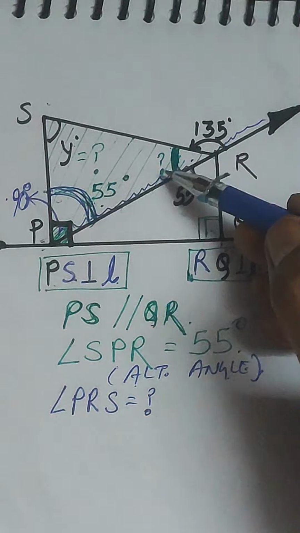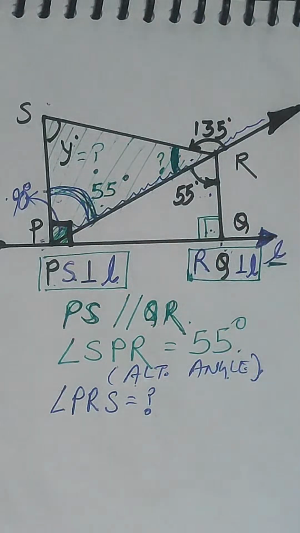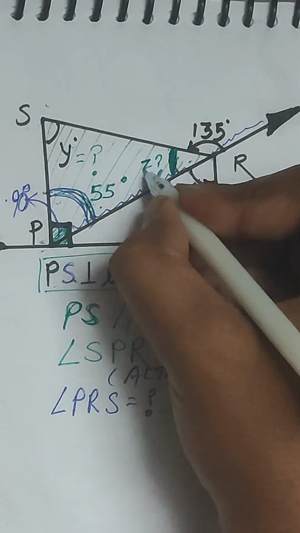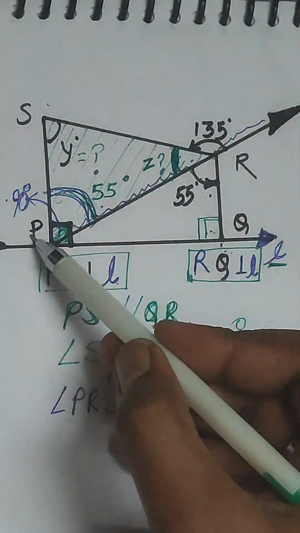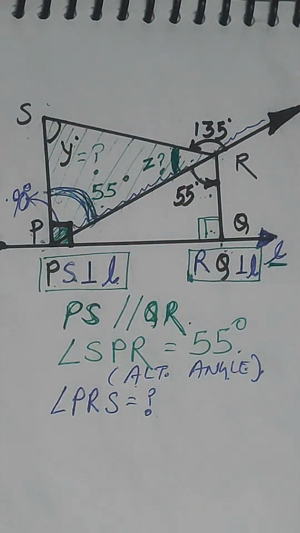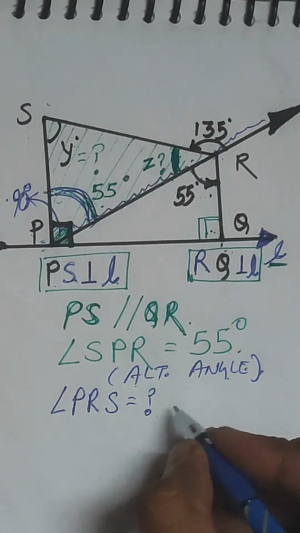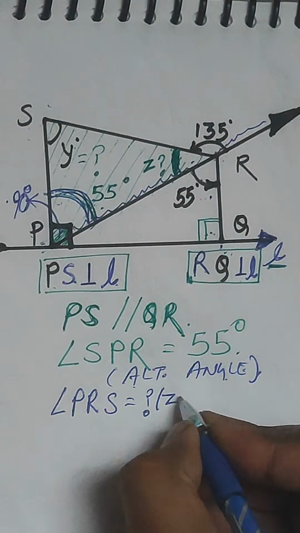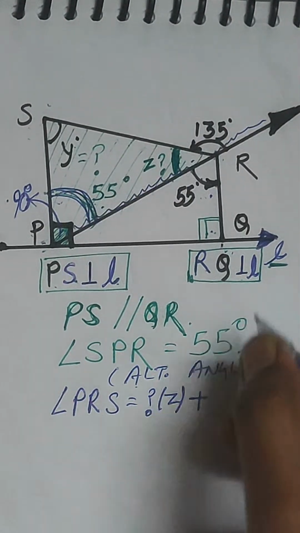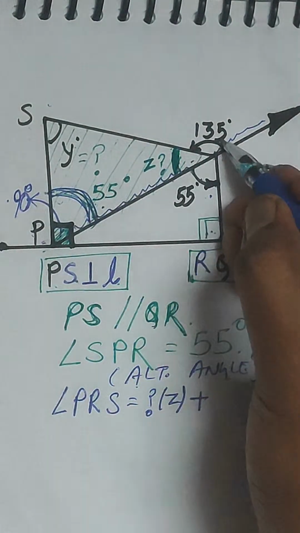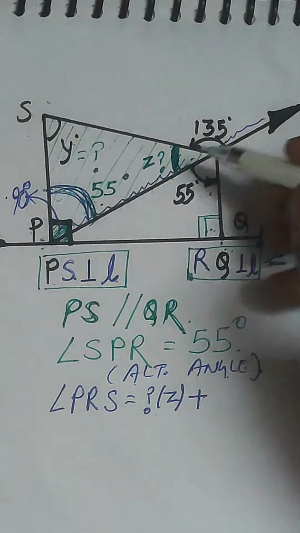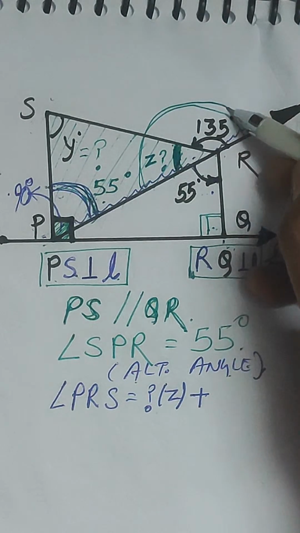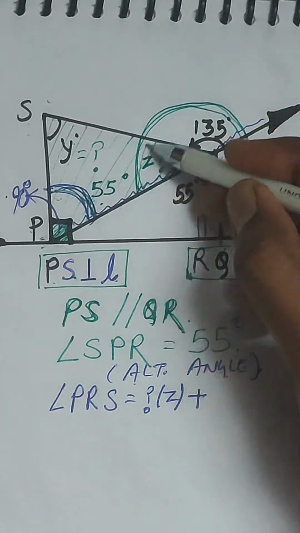Here, let's say this angle is Z. Though the name is very clear, angle PRS, right? So angle PRS, which is equal to Z, plus this 135, isn't it forming a linear pair, right?